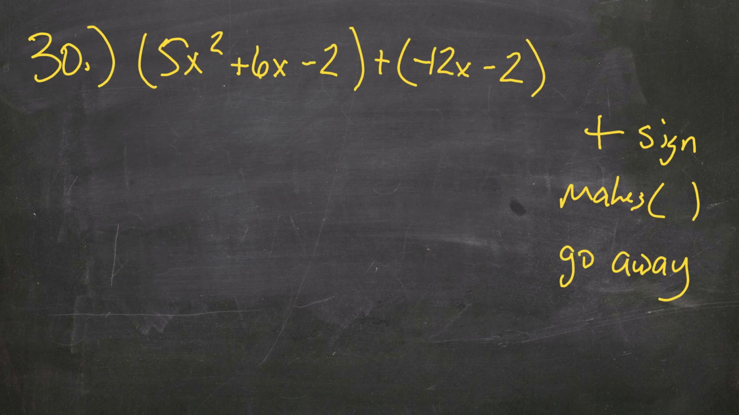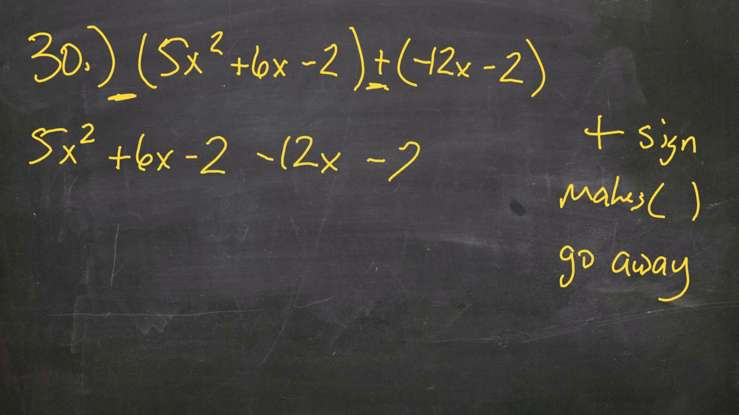All right, number 30. Number 30 is an easier version of number 28 because there's not a negative sign in between the parentheses. There's a plus sign, and that makes the parentheses just go away, and you add up like terms. So there is no parentheses because that plus sign doesn't do anything to anything. There's nothing in front of this one. So it becomes 5x squared plus 6x minus 2 minus 12x minus 2. Notice it didn't change it at all. It didn't make a positive. It just kept everything exactly the same.